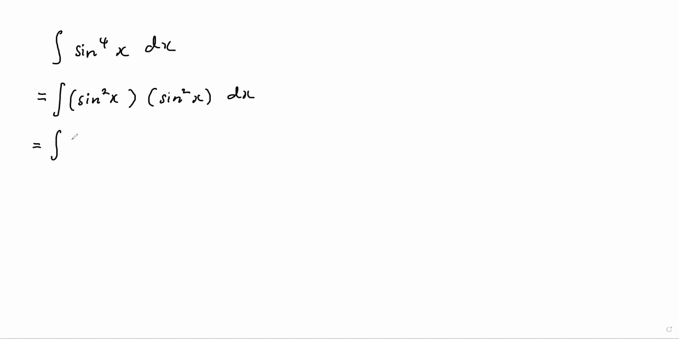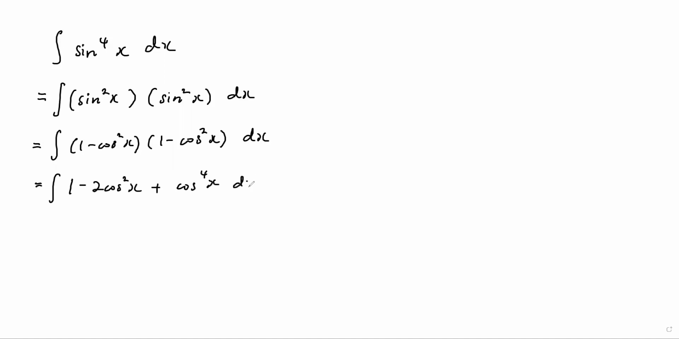Sine square x is actually 1 minus cosine square x. This is a trig identity. Let me try to expand this out. This would be 1 minus 2 cosine square x plus cosine to the power of 4x. You can see that this is going to be quite troublesome. I'm going to further convert cosine to the power of 4x to cosine square x, and then the whole thing squared.